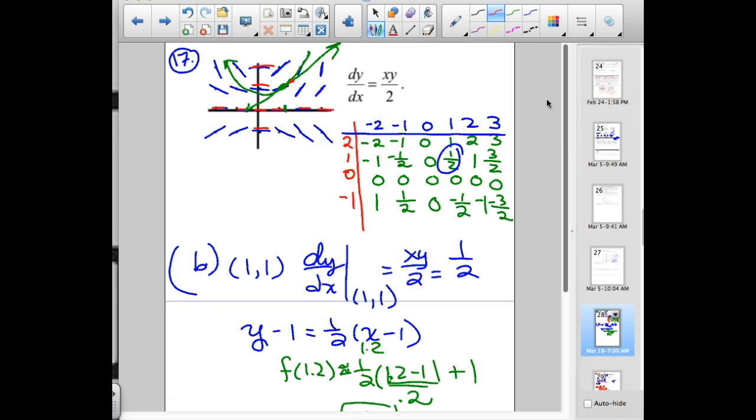You can see it, right? Is this red dot going to be an under or an overestimate? It's going to be a little bit under.